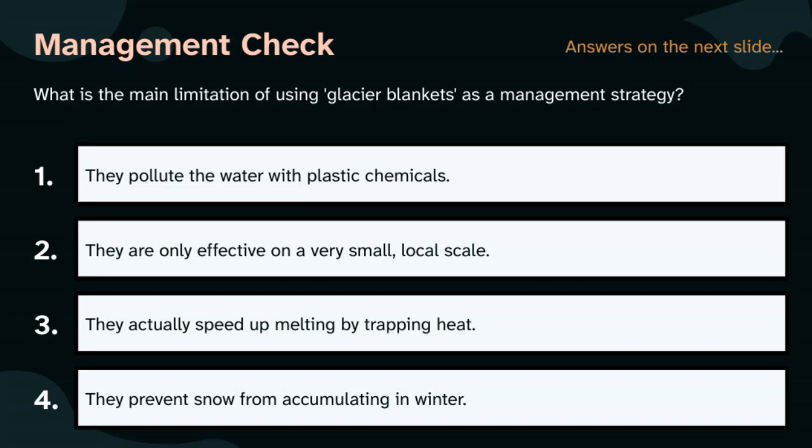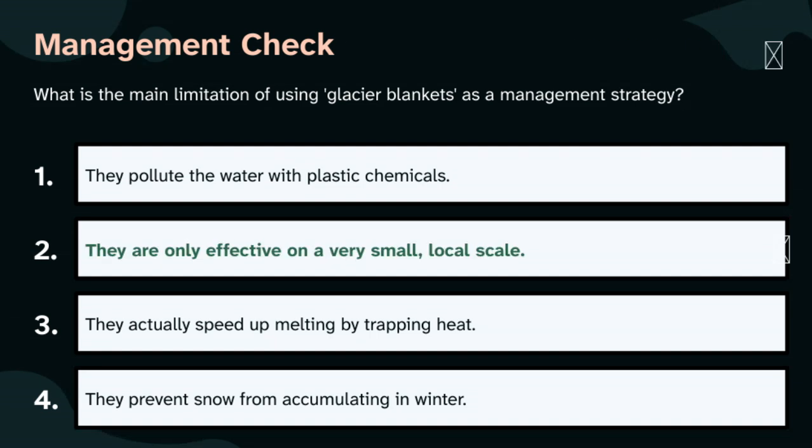What is the main limitation of using glacier blankets as a management strategy? Option 1. They pollute the water with plastic chemicals. Option 2. They are only effective on a very small, local scale. Option 3. They actually speed up melting by trapping heat. Option 4. They prevent snow from accumulating in winter. Choose your answer. The correct answer is option 2.